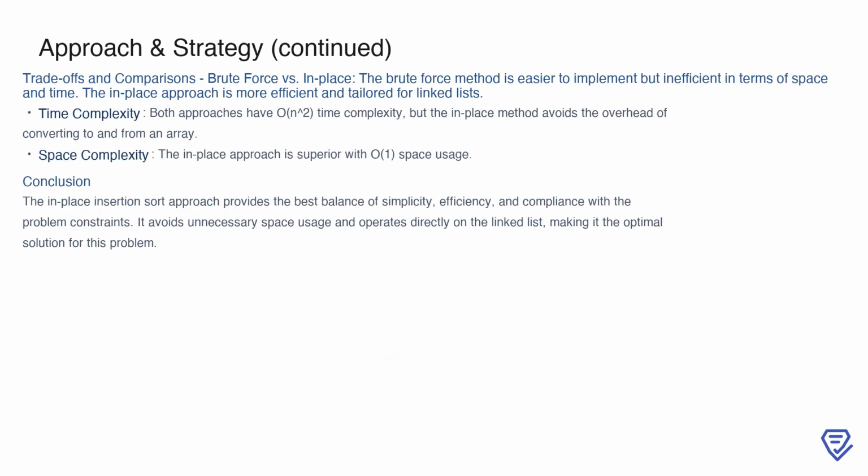When comparing the two approaches, the brute force method and the in-place insertion sort, the in-place method clearly stands out. Although both approaches share a time complexity of O(n squared), the brute force method suffers from the additional overhead of converting the linked list to an array and back, along with the extra memory required to store the array. In contrast, the in-place method operates directly on the linked list, achieving a space complexity of O(1). This makes it far more efficient in terms of memory usage.